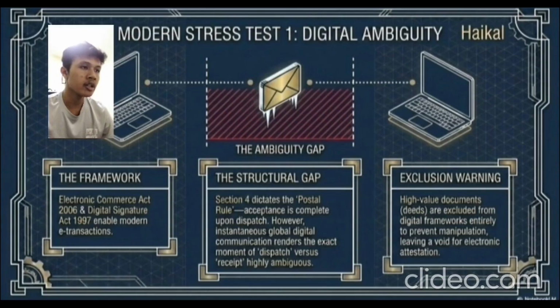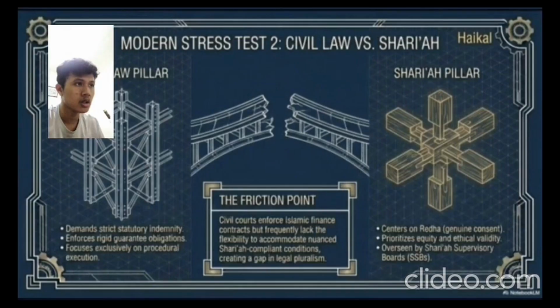Lastly, there is an exclusion warning. Certain important documents, such as deeds, are excluded from digital frameworks to avoid fraud and manipulation. As a result, there is still a limitation in electronic attestation and authentication. Overall, this slide shows that although digital contract law exists, modern technology continues to challenge traditional legal principles.